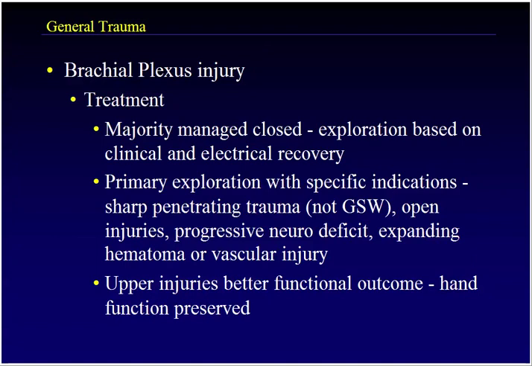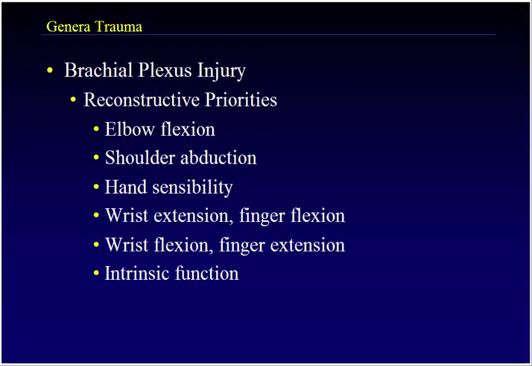The reconstructive priorities in patients with a brachial plexus injury: the number one thing that you want to try to restore is flexion of the elbow, and that's an important point to remember. Then the rest of them are listed in the order of priority: shoulder abduction, to be able to position the hand in space, if you will, then sensibility of the hand, and finally wrist extension, finger flexion, followed by wrist flexion, finger extension, and finally intrinsic function of the hand, which unfortunately rarely is obtainable in patients with severe plexus injuries.